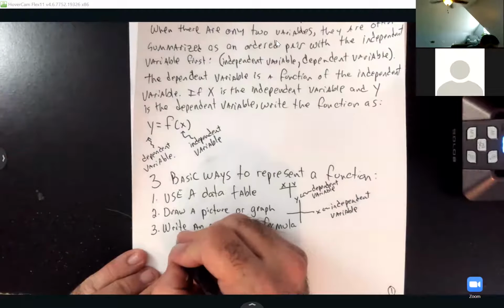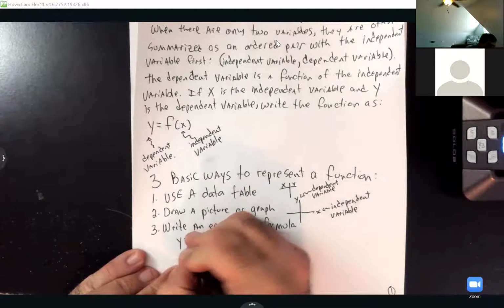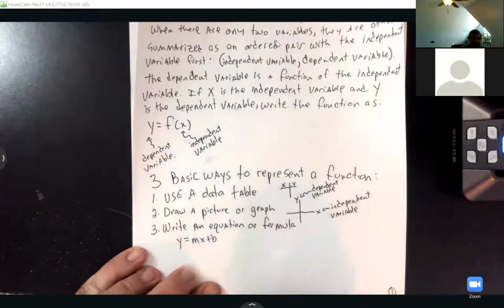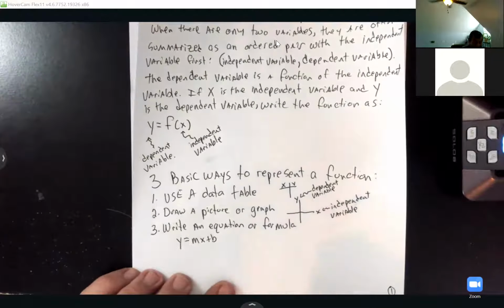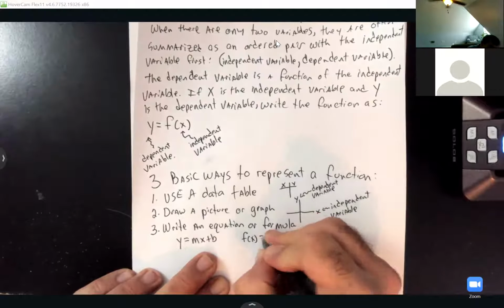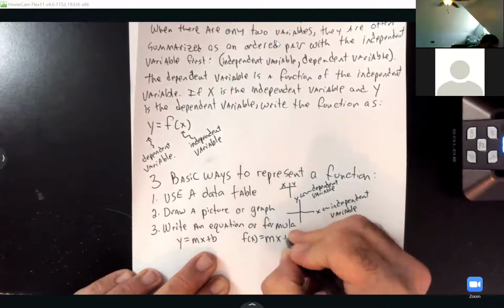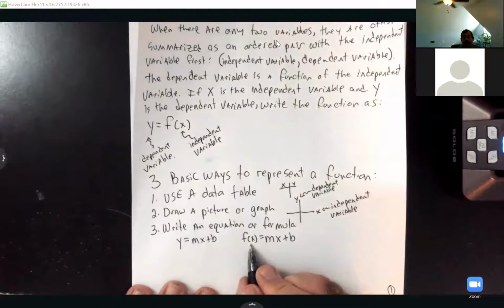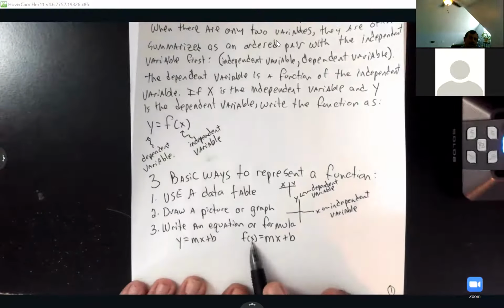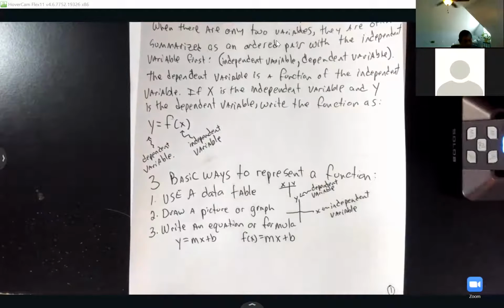So you might see equations like y equals mx plus b type stuff. That's the equation for a line. They might even use this f of x equals mx plus b. So they use f of x instead of y. A lot of times they'll do this notation if they want you to know what the variable is going to be, okay?